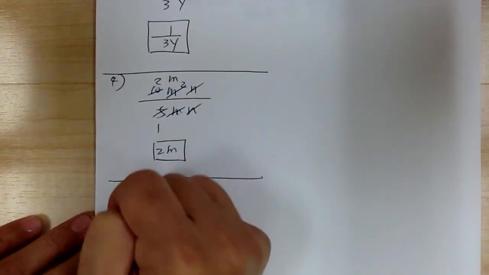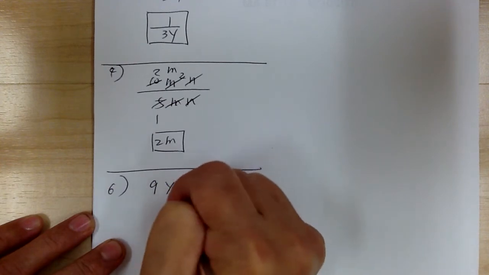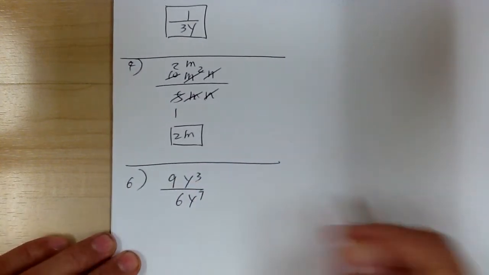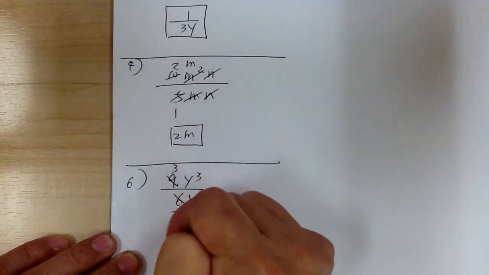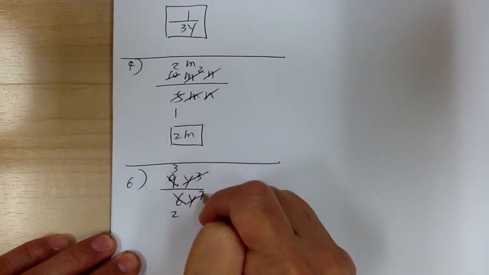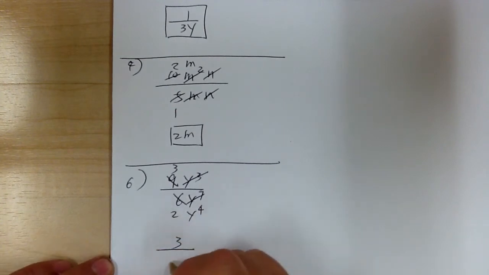Okay, number 6. You have 9y to the 3 over 6y to the 7. So 6 and 9 can divide by 3. Y to the 3, y to the 7, divide by y to the 3. So you get y to the 4 on the bottom over here. So your answer would be 3 over 2y to the 4.